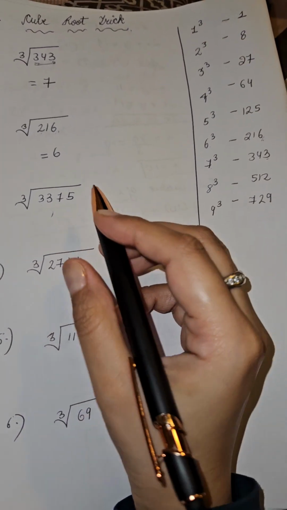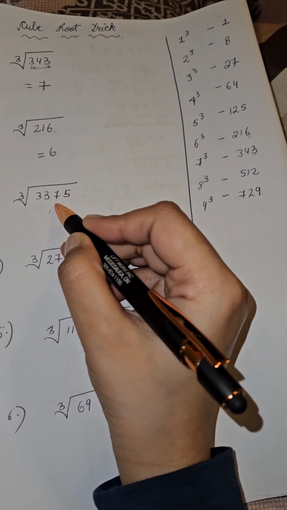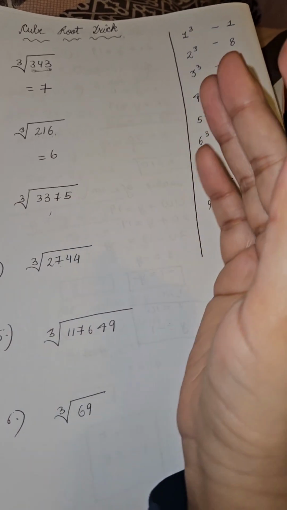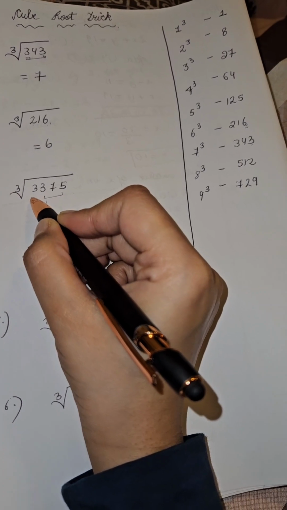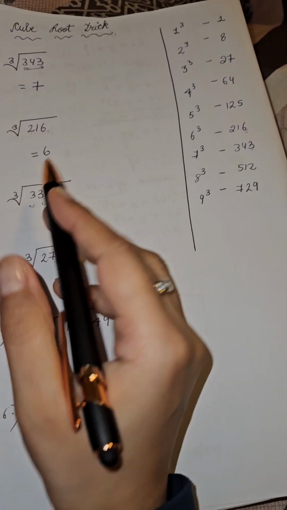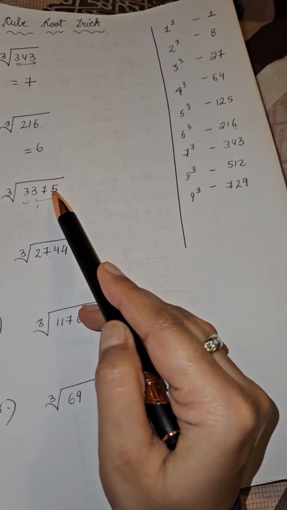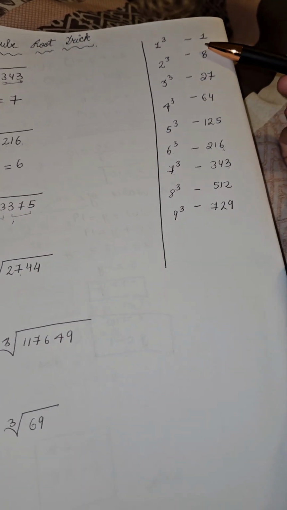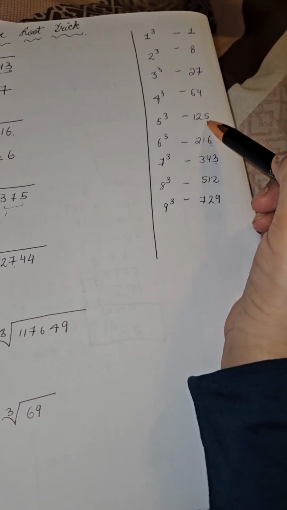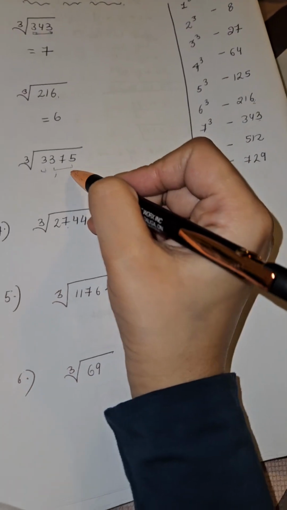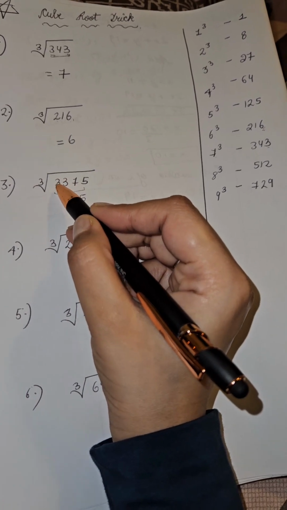Okay, so far so good. Now what if the number is like 3375? Start making triplets from the right hand side: 375, and the number left behind is 3. So we ignore this 3 for now and focus on 375. The last number is 5, so the units place should be 5 among these cubes. Yes, 125 is the cube of 5. So 5. Our remaining number is 3.